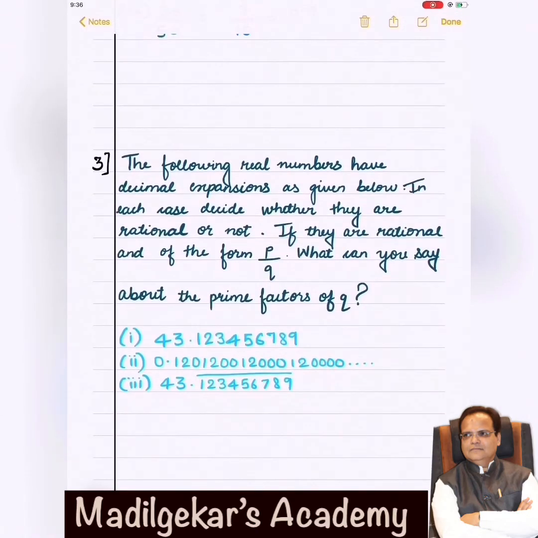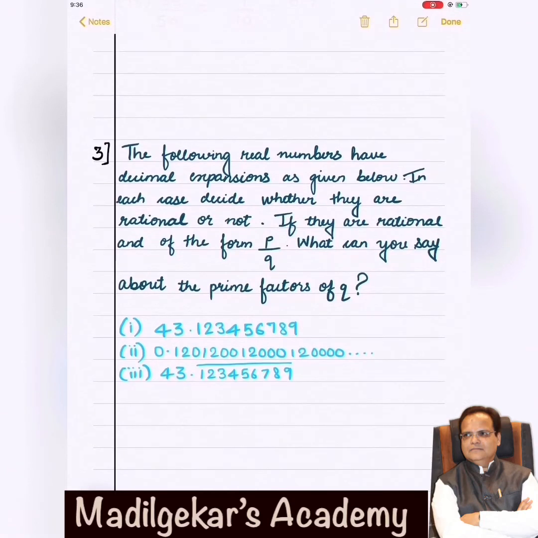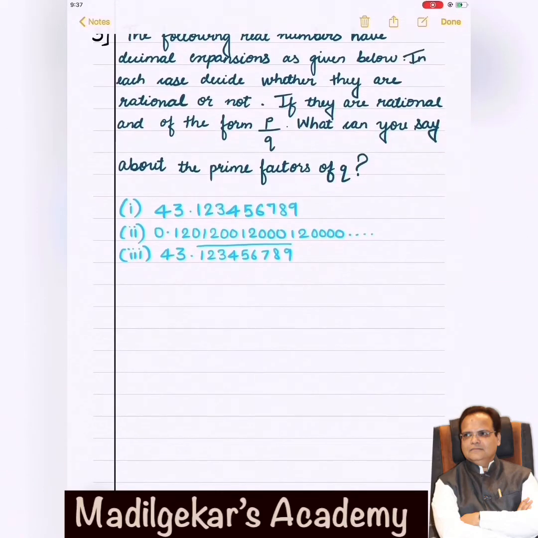Let's switch to the last question of this exercise. Question number 3. The following real numbers have decimal expansions as given below. In each case, decide whether they are rational or not. If they are rational and of the form p by q, what can you say about the prime factorization of q? Come to the question number 1. It is 43.123456789, and after that there is no any digit.